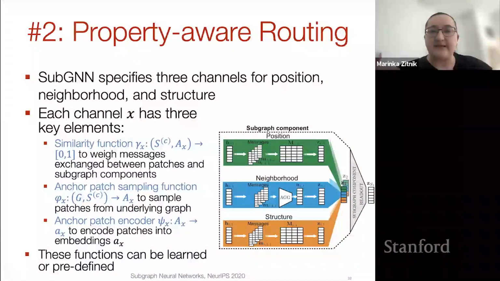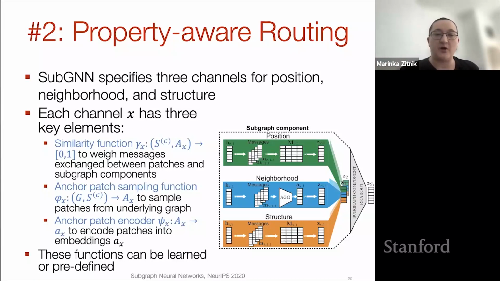So the message passing is done in three separate channels, and each channel is designed to capture one aspect of topology: position, neighborhood, and structure. Each channel X has three key elements. Those elements are a similarity function that weighs messages exchanged between anchor patches and subgraph components. Then an anchor patch sampling function that specifies how these helper patches need to be sampled from the underlying graph in order to capture diverse neighborhoods, diverse structure, and diverse positions. And finally, how to encode those anchor patches.